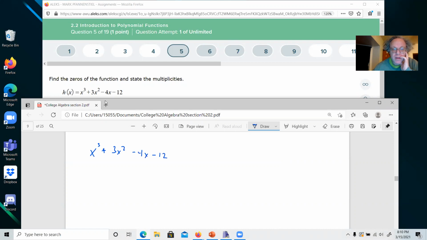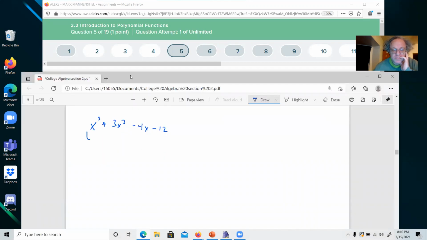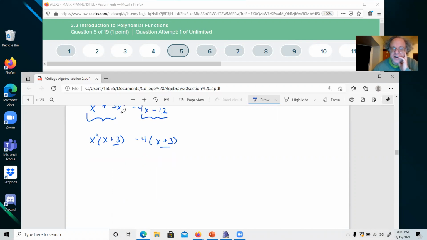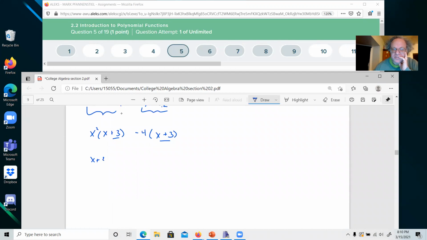All right. So the first idea here is let's group them and factor those two groups. If I look at the first two, it looks like an x squared is common to both. What do we have left? We have an x plus 3. These are both divisible by 4, so let's go ahead and factor out a 4. They're both negative as well, so that sign is going to change. 12 divided by 4 is 3. Hey, look at that. So we have x plus 3, and we have x squared minus 4.